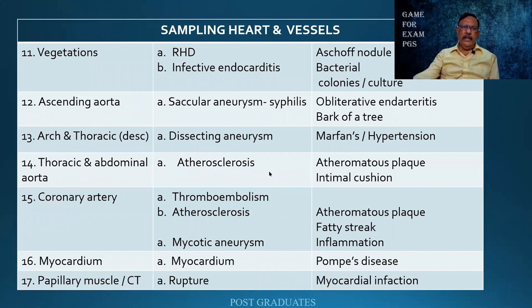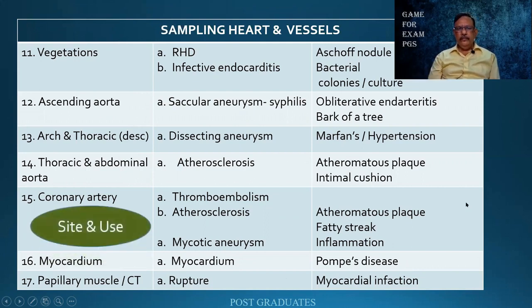This again is being continued. Vegetation, aorta, etc. Nearly 17 areas I have mentioned. And for all of this, what is the significance and what people can identify? Rupture in the case of myocardial infarction, a spelling mistake over here. Site and use.